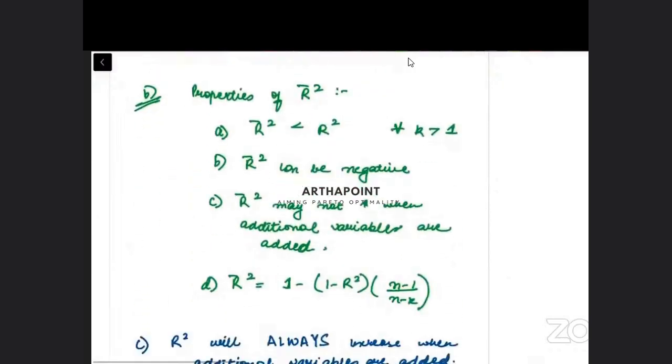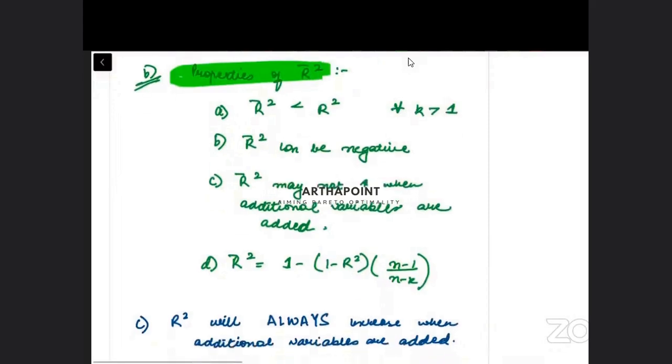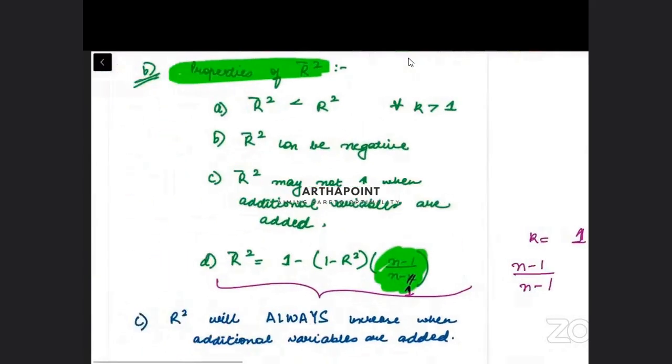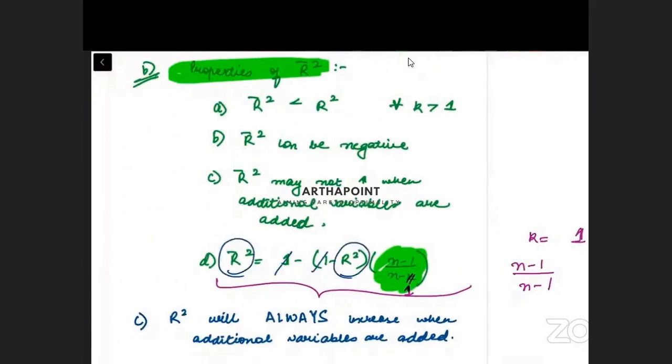Now let's go to the properties of r bar square. I have tried to list down all the properties which will be useful to you. सबसे पहले देखो r bar square का जो formula होता है वो ये होता है. So if I open this up, note that if k is 1, then इस k की जगह पे I can just put 1. So I will get n minus 1 divided by n minus 1 if k is 1. Then this factor will be gone. If this factor will be gone, then 1 and 1 will cancel out and r bar square will become equal to r square.